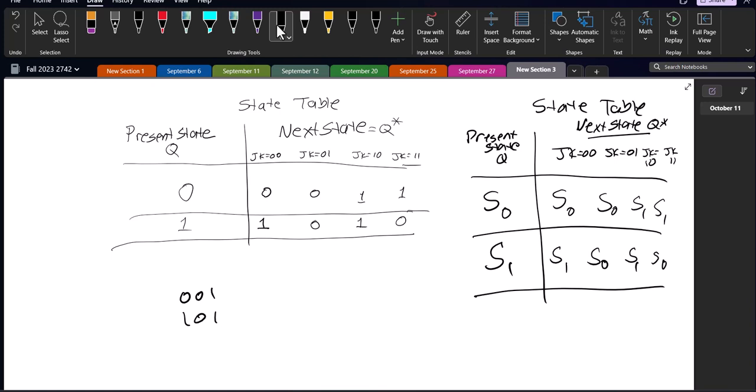Okay, so are there questions on characteristic equations, state diagrams, and state tables?